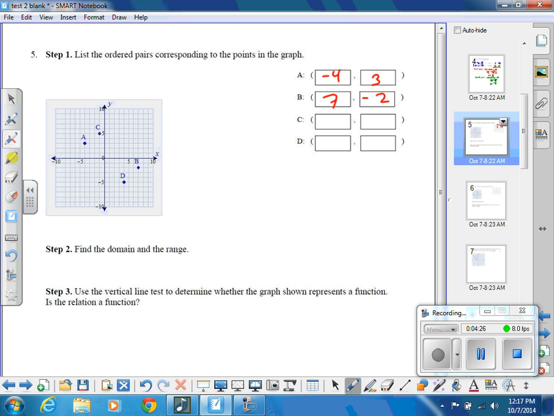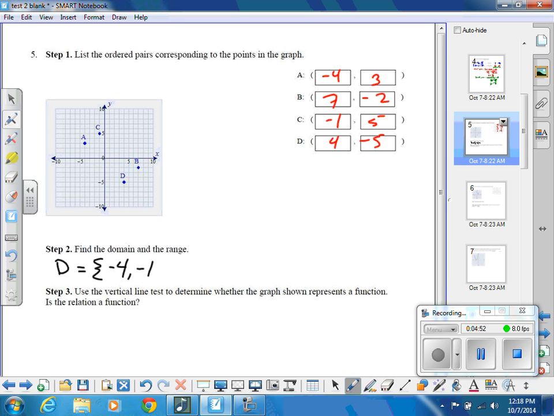And then C is negative 1, 5. And D is 4, negative 5. Now, the domain and range. The domain in this case, because X comes first and D comes first in the alphabet, is going to be all your X values. Now, none of them repeat, so I'm going to write them out in order of smallest to largest.